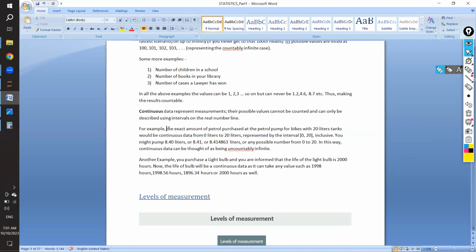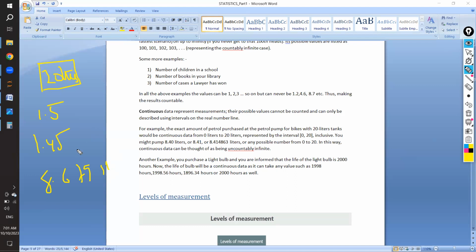For example, the exact amount of petrol purchased at a petrol pump for bikes with a 20-liter tank would be any continuous data from 0 to 20. If your bike tank capacity is 20 liters, what is the exact amount of petrol that can be filled? It can fill 1.5 liters, 1.45 liters, 8.6793 liters. So you cannot tell the possible output values. You can only represent them with the range 0 to 20. Any value is possible.